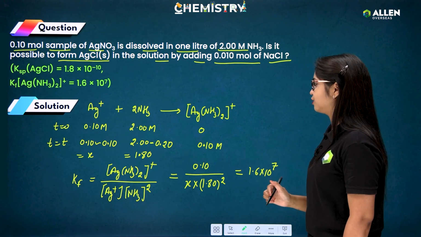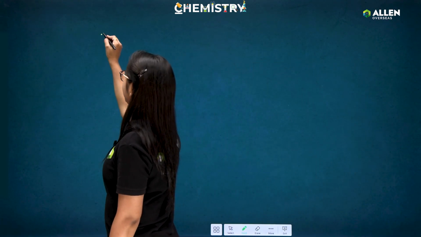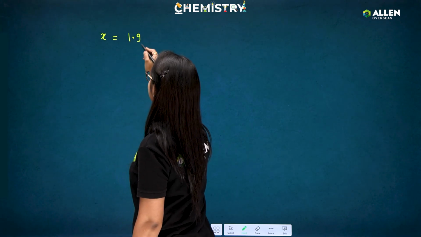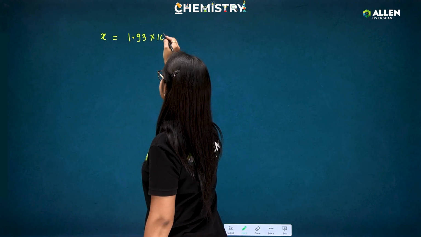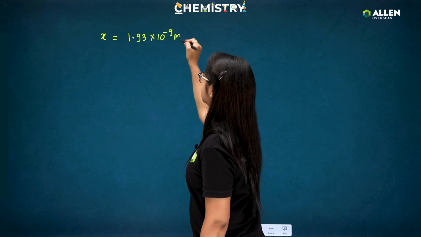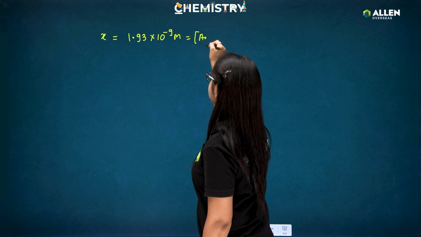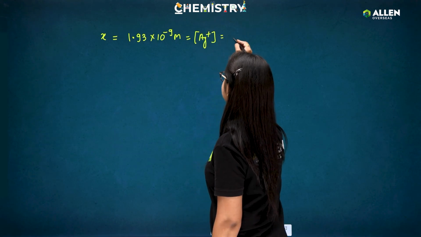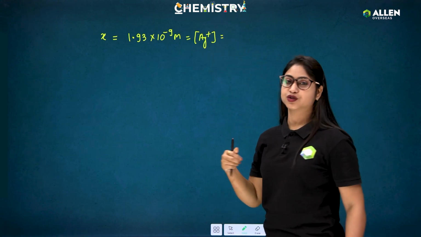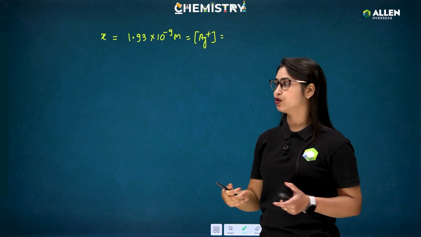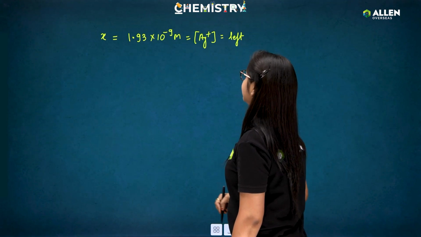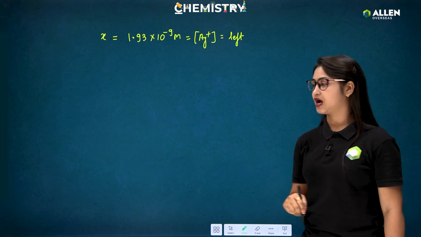Now we have to solve this equation and find the value of X. So what will be the value of X? The value of X from this equation is approximately 1.93 into 10 raised to the power minus 9. This is the concentration of Ag plus ion which is left, or we can say unreacted, which is not forming the complex with the ammonia, right? So this is the Ag plus ion which is left after the reaction.